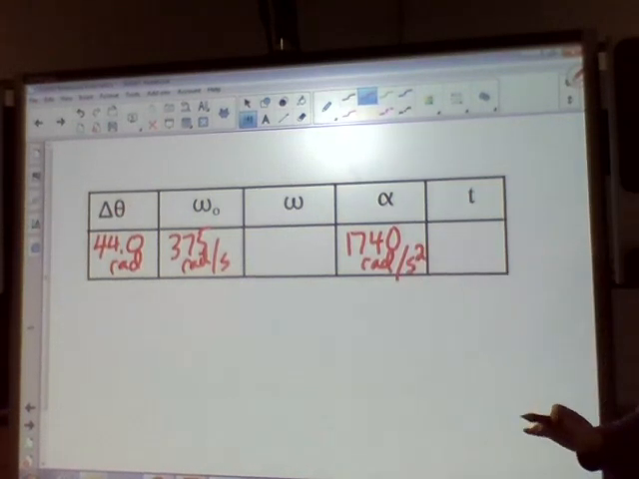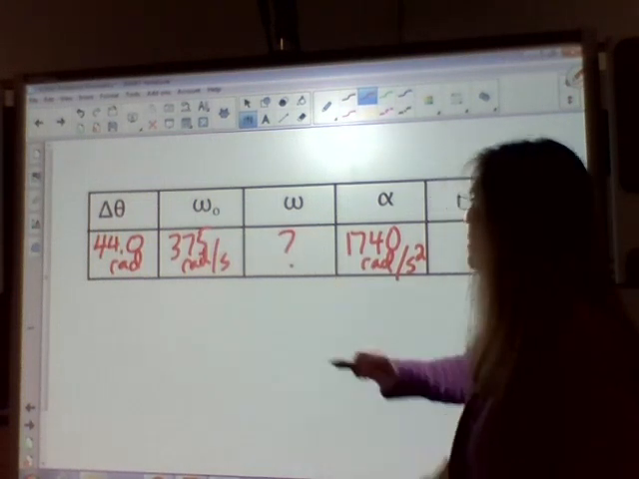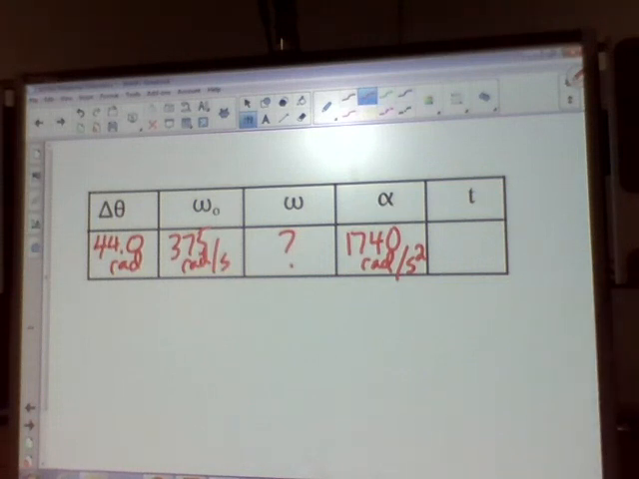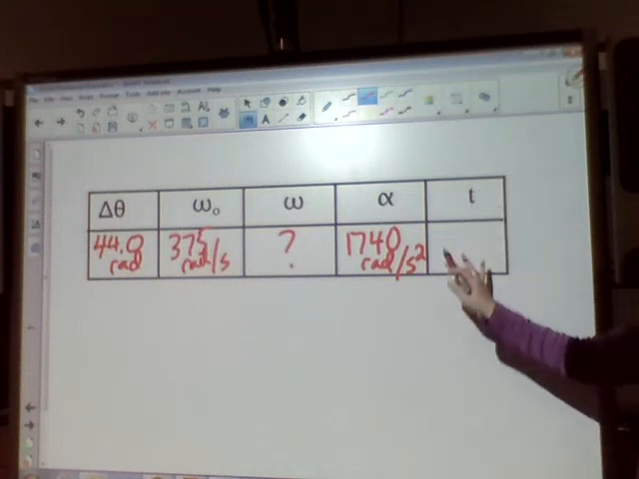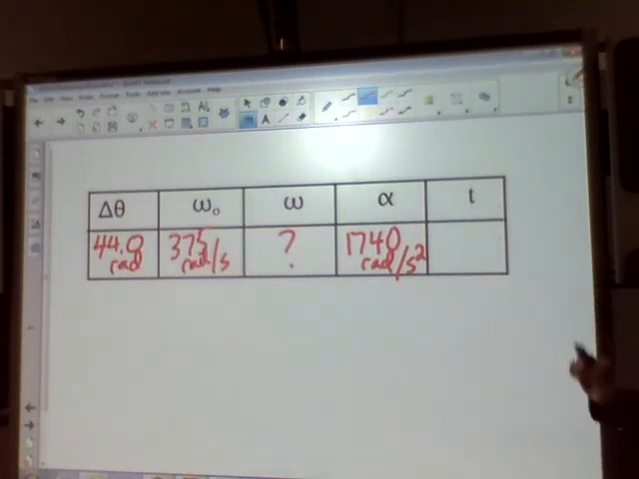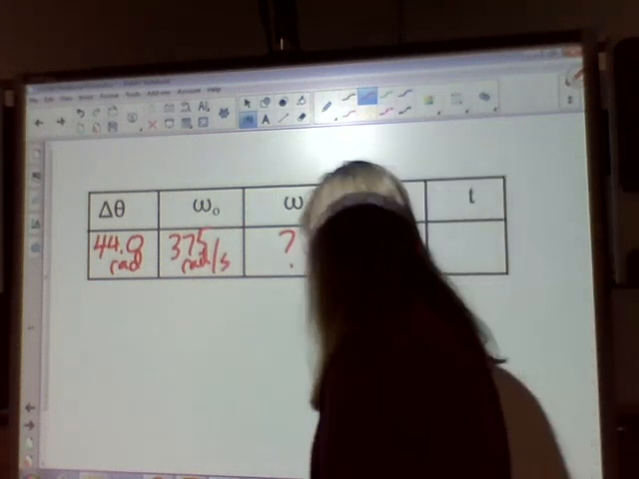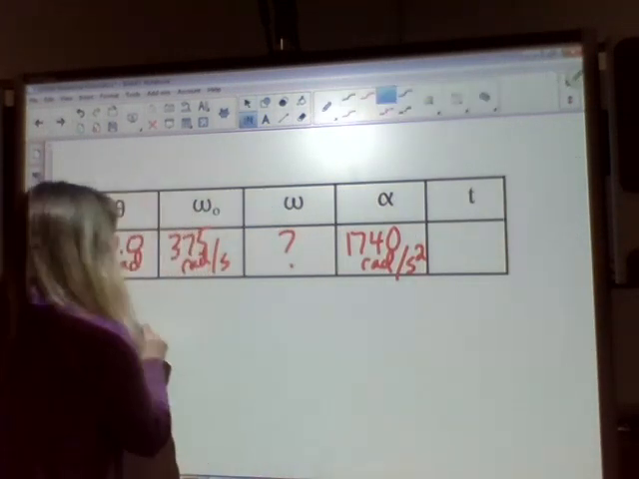Now looking at this, all of the units are the units that I want to use, so I'm going to leave them all alone. My question mark here is omega. So I'm going to go to my list of equations, and in looking at this, I don't know anything about time. I also don't care anything about time. So I'm going to select the equation that doesn't have time in it to work with.